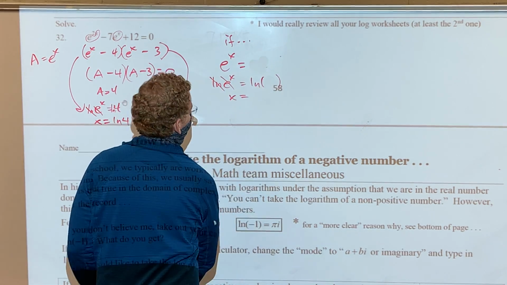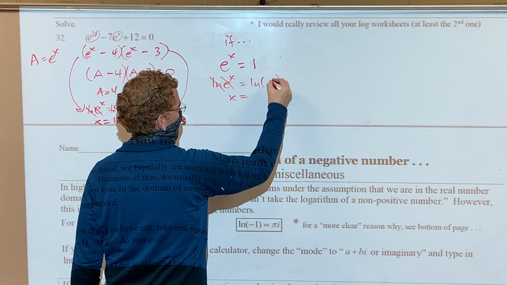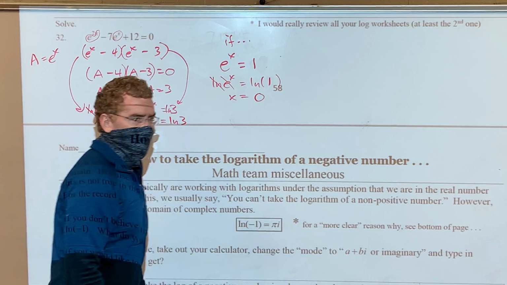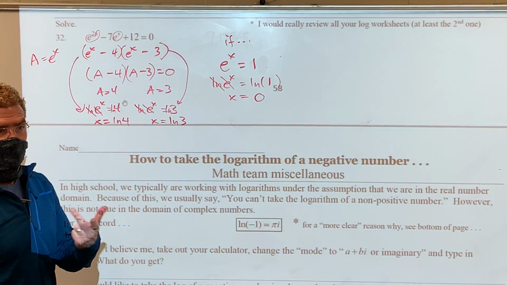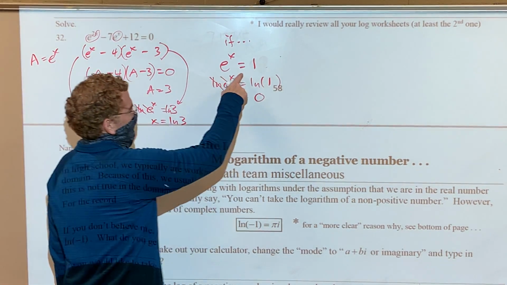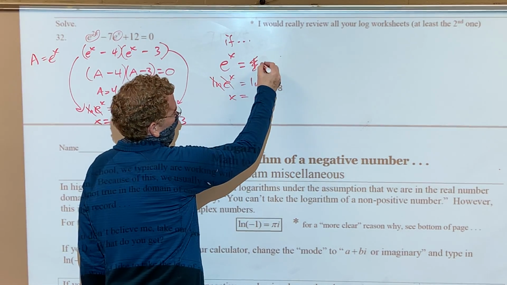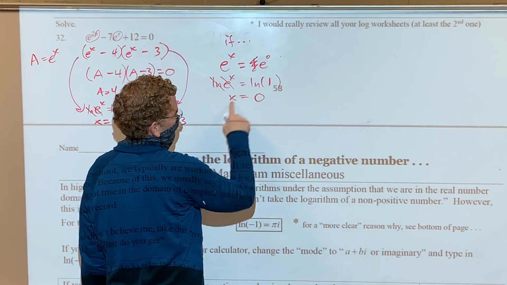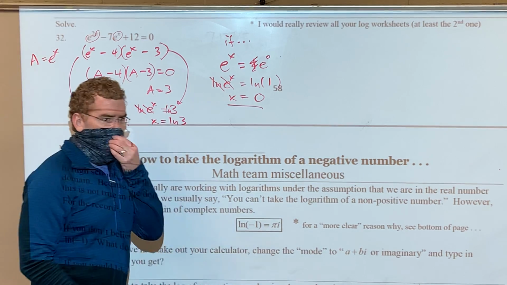Pretty good. Yeah, and anytime you log a 1, you get a 0, as long as it's defined on the base. And it is, it's log base e. But this one, you might have been able to bail yourself out and say, oh, 1 is the same thing as e to the 0. Oh, x must be 0. But the log rule still holds.